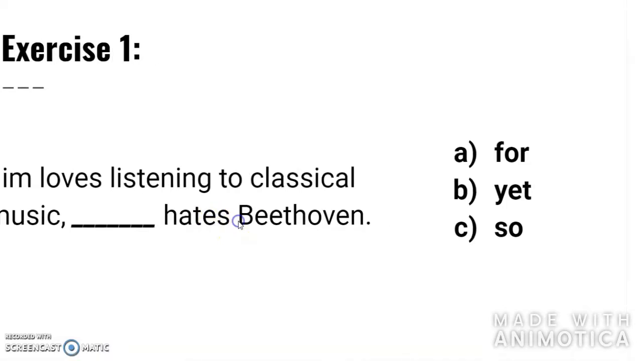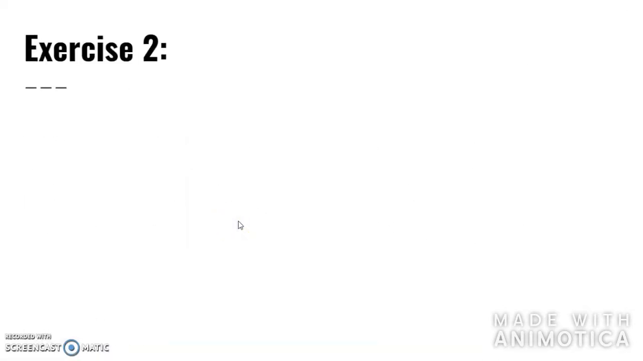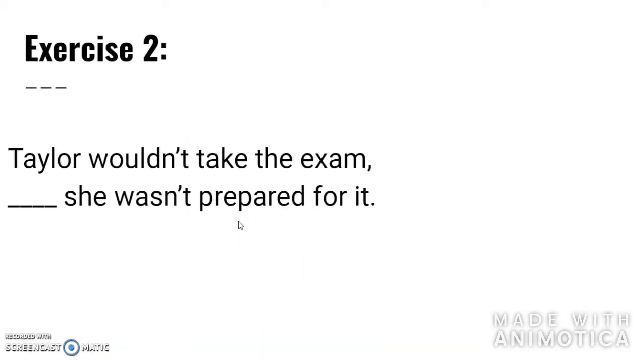Let's look at exercise 2. Taylor wouldn't take the exam, blank, she wasn't prepared for it. Alternatives: for, and, nor. In this case, the correct alternative is for, which means because. So it would be: Taylor wouldn't take the exam, for she wasn't prepared for it.